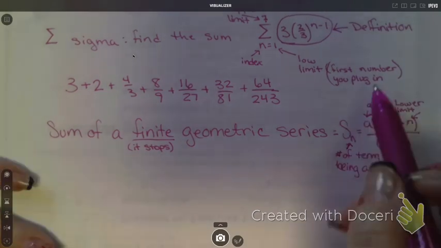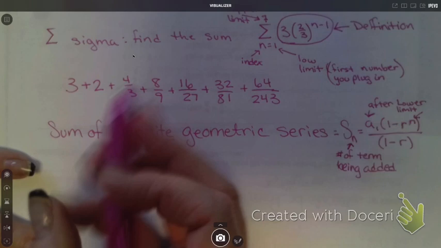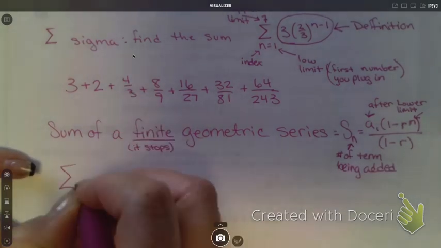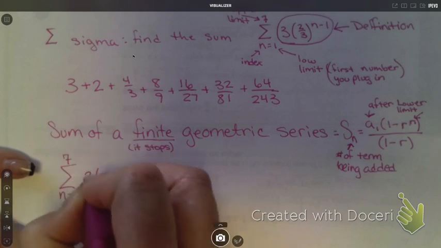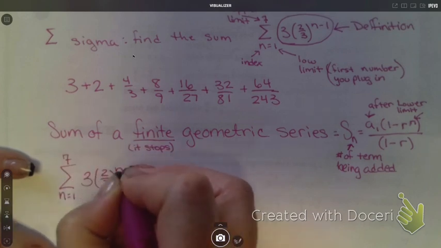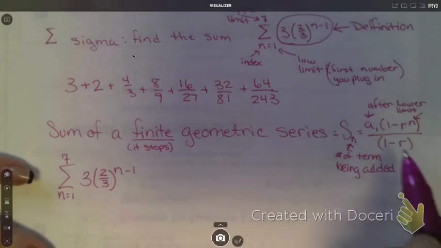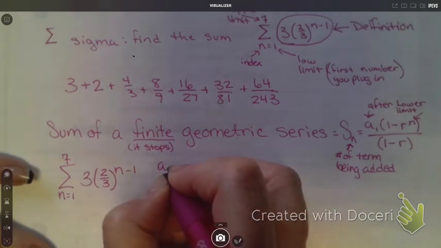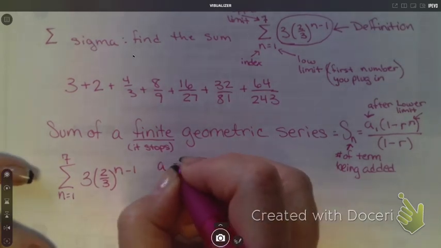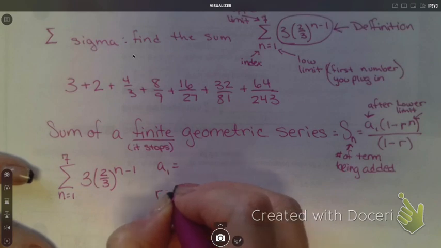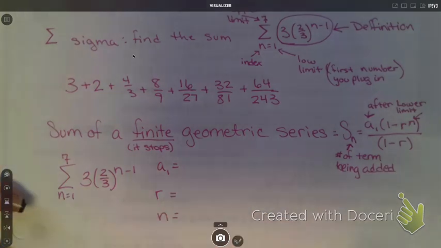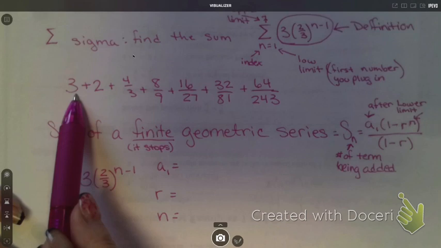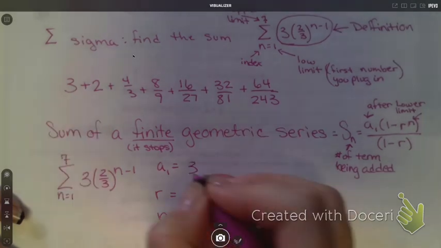Okay, so let's use this one right here. So we have the sum from n equals 1 to 7 of 3 times 2/3 to the n minus 1. So we need to identify a sub 1. We need to identify r. And we need to identify n. So when you plug in 1, what did we get again? 3.